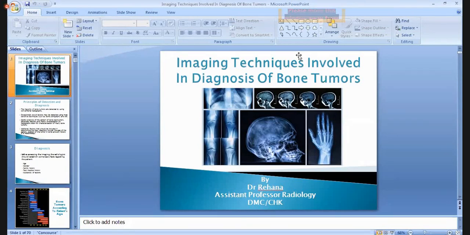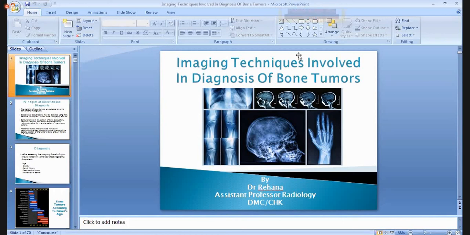For the first baseline investigation, always is the X-ray. Without X-ray, no tumor can be proceeded with, because the majority of tumors are roughly assessed on the X-ray as benign or malignant. At least we can assess on the basis of the age and the radiological features on the X-ray, in around 70 to 80% of the cases, whether it is benign or malignant.